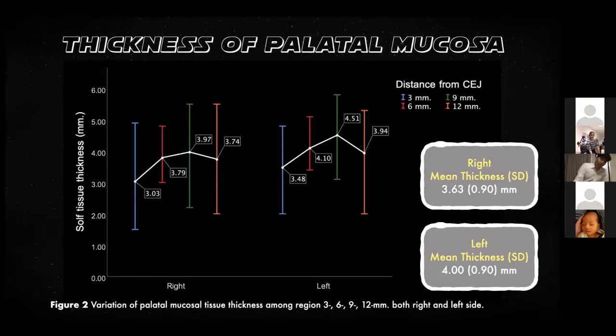In our study, thickness tended to increase from the coronal to the apical region at 3, 6, 9. However, a decrease in thickness at 12 millimeters was observed, which is consistent with the study of Ueno, which was conducted in a Japanese population. However, our result was inconsistent with the study of Song, which was performed in a Korean population. Palatal mucosal thickness was reported to have no decline at 12 millimeters. The mean thickness of the right side was 3.63 millimeters and the left side was 4 millimeters.